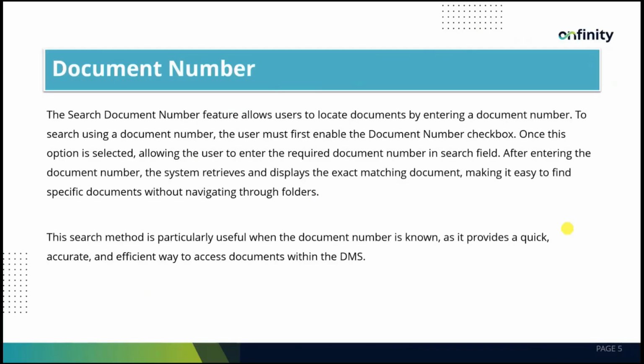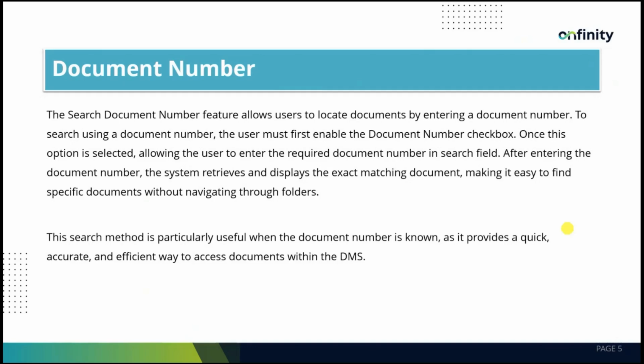Moving to the PPT. The next search option is Search Document with Document Number. The Search Document Number feature allows users to locate documents by entering a document number. To search using a document number, the user must first enable the Document Number checkbox. Once this option is selected, the user can enter the required document number in the search field.